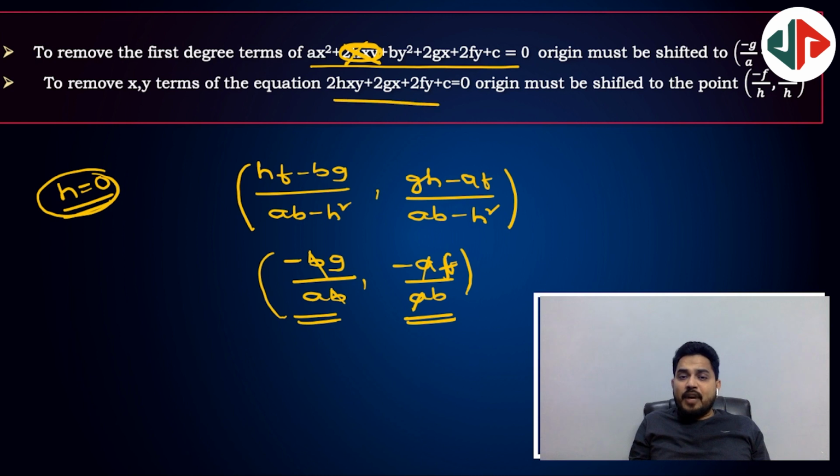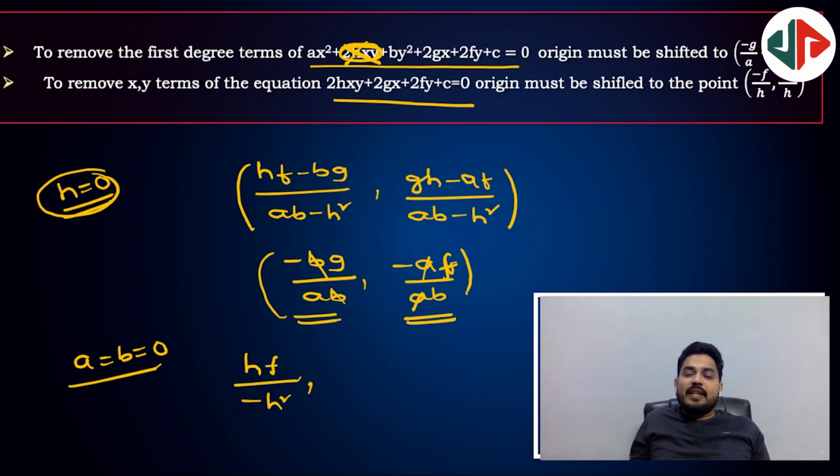And in the next point, what happens? a is equal to b is equal to 0 in this equation. So a equal to b equal to 0 means in this expression hf, bg will be 0, minus h square, and here gh minus af. So you'll get gh by minus h square. Accordingly, what you're going to get is minus f by h, comma minus g by h. So these are the subparts.